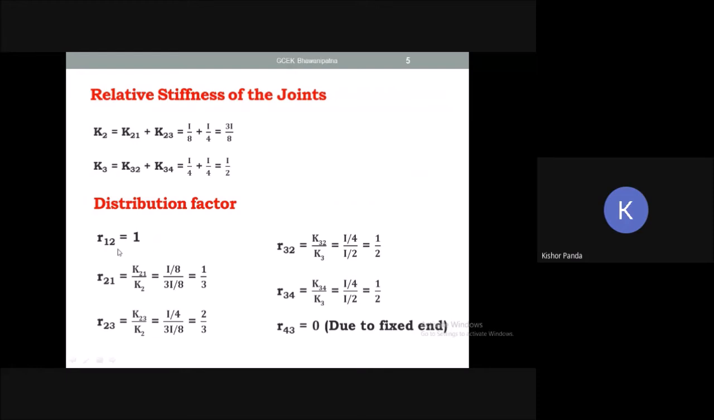So these are the distribution factors. R12 is 1, then R21 is K21 divided by K2, I by 8 by 3I by 8. You know everything: K21, K2, you have to put here. So R21 is equal to 1 by 3. Then R23 is equal to K23 by K2, I by 4 by 3I by 8, 2 by 3. Then R32 is equal to K32 by K3, I by 4 by I by 2 is equal to 1 by 2. Then R34 is equal to K34 by K3, I by 4 divided by I by 2 is equal to 1 by 2. Then R43 is equal to 0. This is due to fixed end. So these are the distribution factors you have to find out.